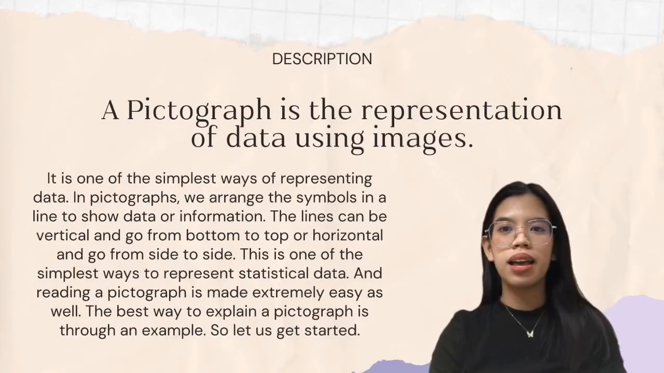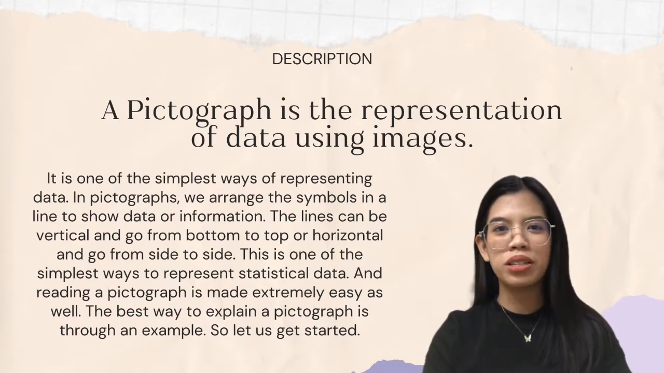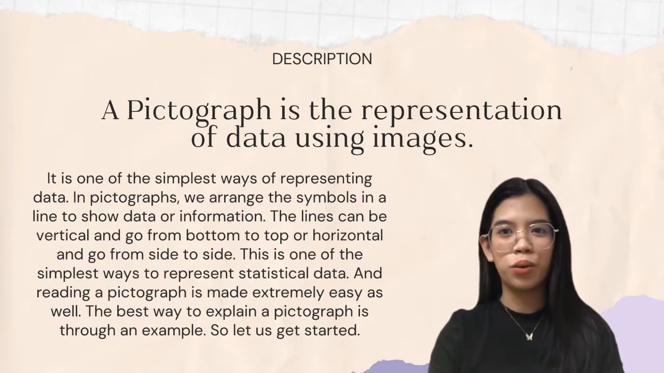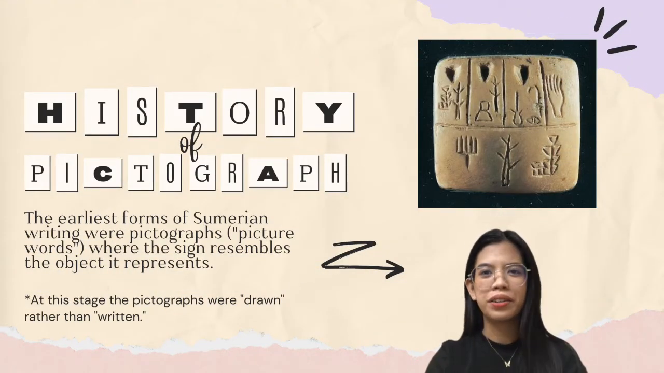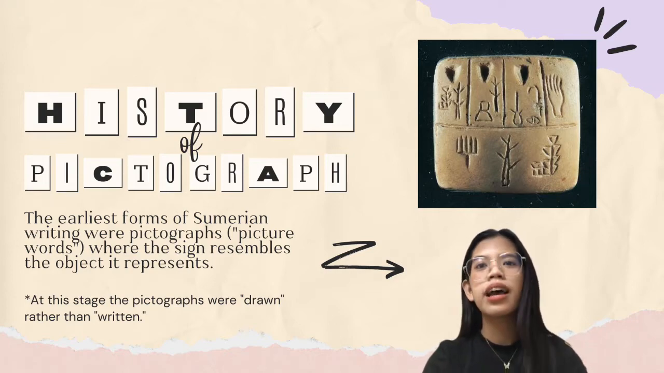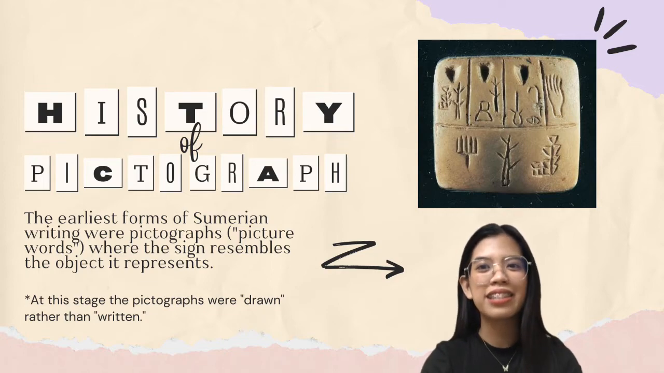Enjoy! A pictograph is a representation of data using images. It is one of the simplest ways of representing data. In pictographs, we arrange the symbols in a line to show data or information. But do you know, the earliest forms of Sumerian writing were pictographs, or picture words, where the sign resembled the object it represents. At this stage, the pictographs were drawn rather than written. Enough of that, this is one of the simplest ways to represent statistical data, and reading a pictograph is made extremely easy as well. But the best way to explain a pictograph is through an example. So, let us get started.